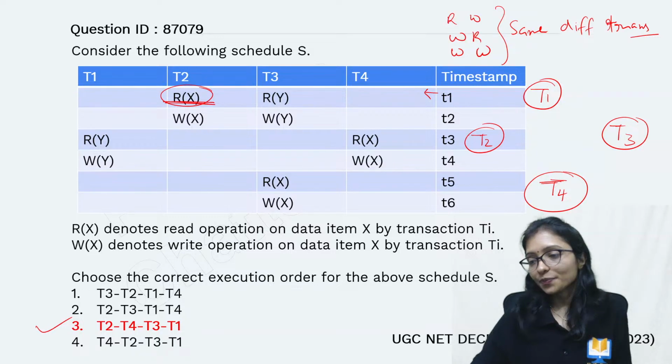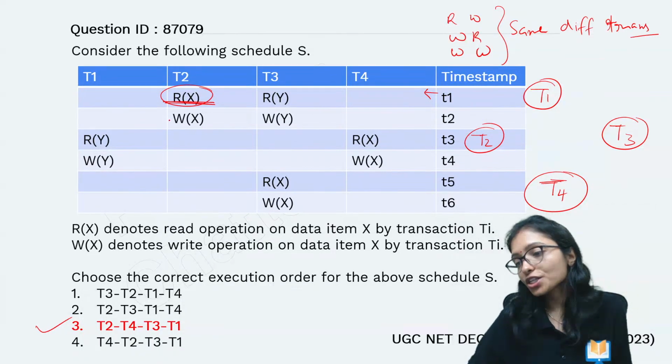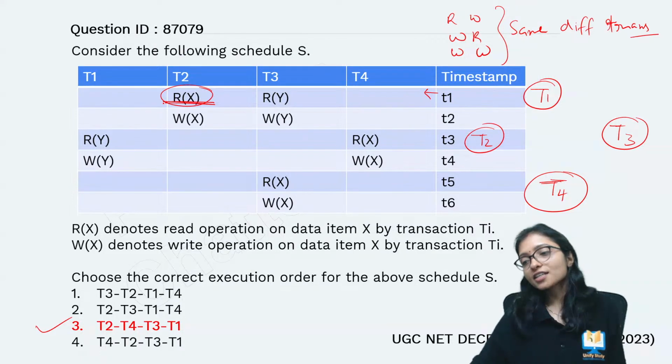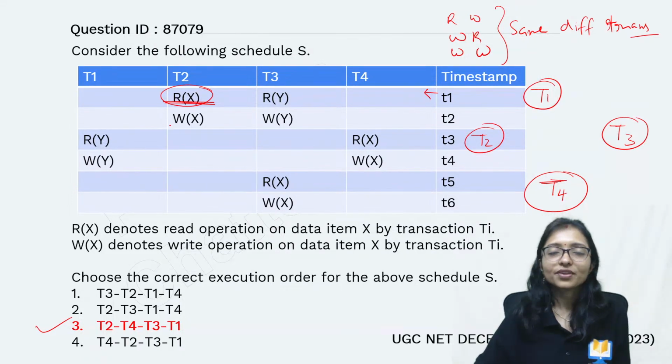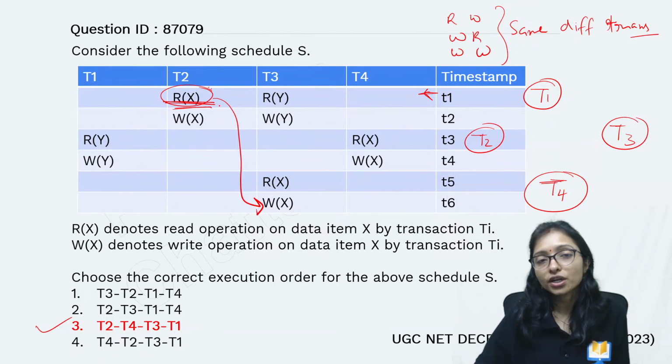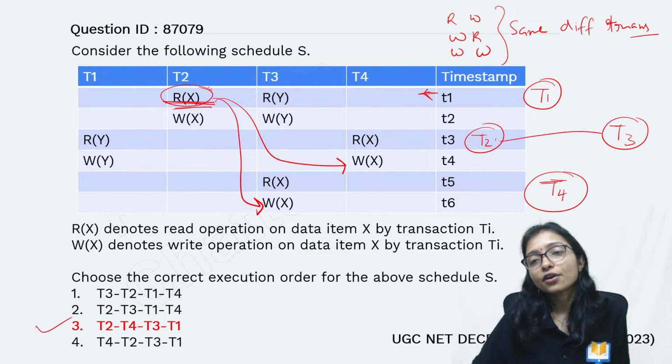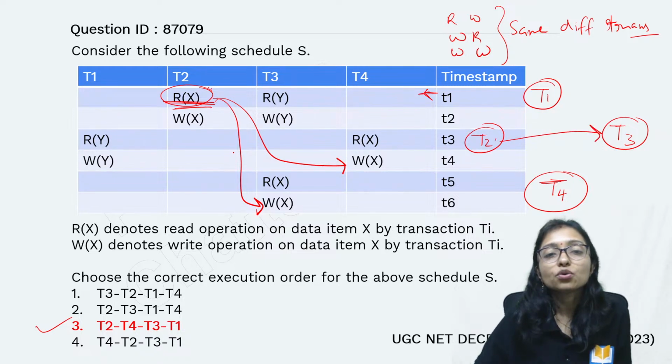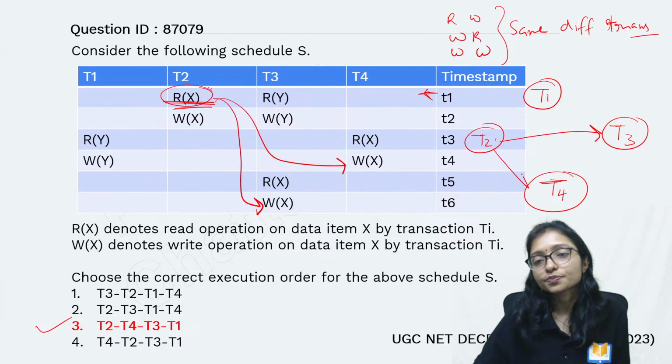Dependency graph, not at all. Precedence graph. Yes. Paramesh is giving the correct answer. Satish is giving the correct answer. Precedence graph. Exactly. You forgot the name, right? So here you have to find out on X whether anyone is doing a write operation after this timestamp. You can see this is doing a write operation on X, and this is also doing a write operation on X. So from T2 to T3 there is an arrow, and from T2 to T4 also there is an arrow.